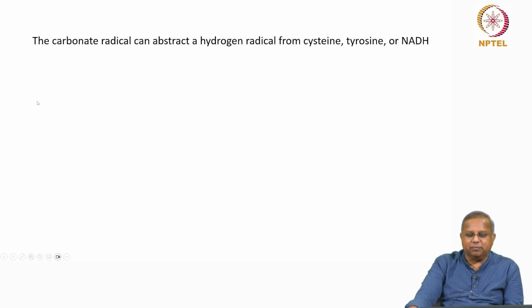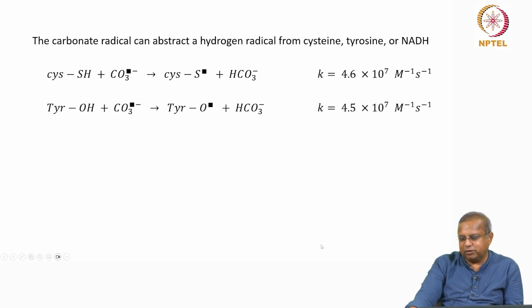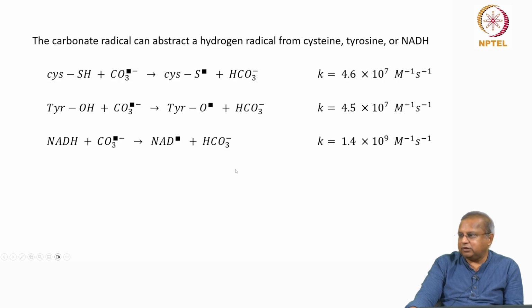The carbonate radical can abstract a hydrogen radical from cysteine, tyrosine, or NADH. These are amino acids, and of course NADH, you know what it is, right? These are the reactions that involve that. For completeness, cysteine with carbonate radical gives you a cysteine radical, at 4.6 × 10^7. Tyrosine with a carbonate radical gives you a tyrosine radical, 4.5 × 10^7. And with NADH, it gives you the NAD dot radical. The rate constant is 10^9, very fast. So, all these can happen.